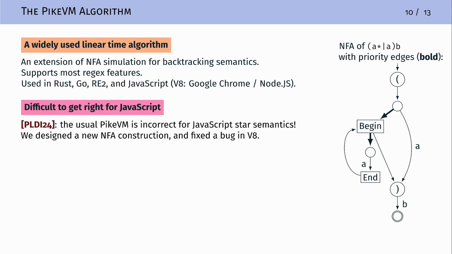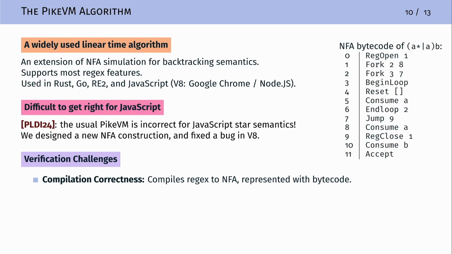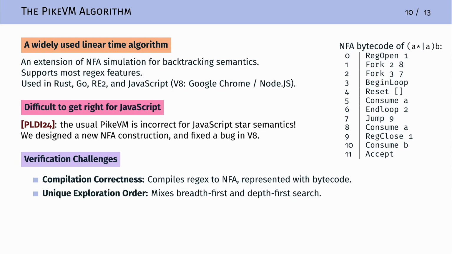And now we wanted to prove it. Of course, we have a lot of challenges in that proof. We, of course, have to prove compilation correctness because we're going to compile that regex down to this NFA. This NFA is actually going to be represented with a bytecode, so we need to verify all of this. Also, this PikeVM has quite a peculiar execution order. It's going to do a mix of breadth first search and depth first search, so we need to prove that this is going to return the top priority match.